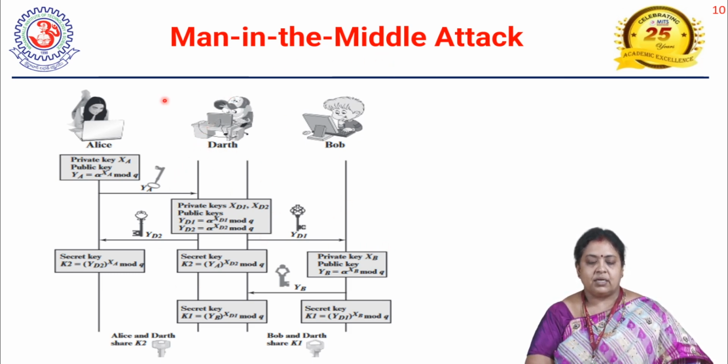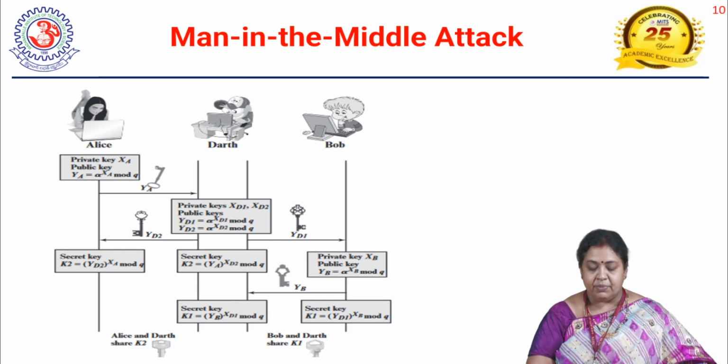So whatever conversation is going on between Alice and Bob by using the symmetric key can be viewed by Darth, because he also knows the key. That we call a man in the middle attack.